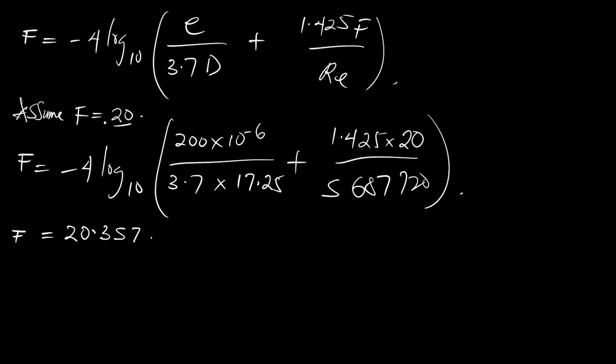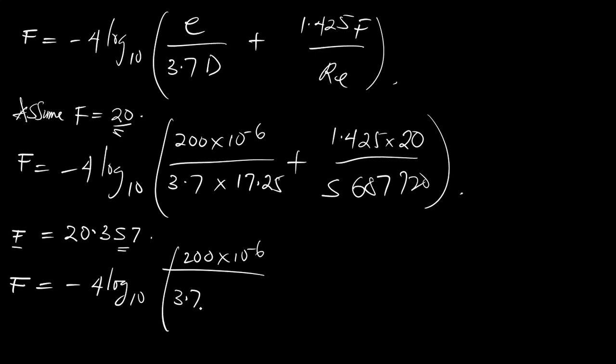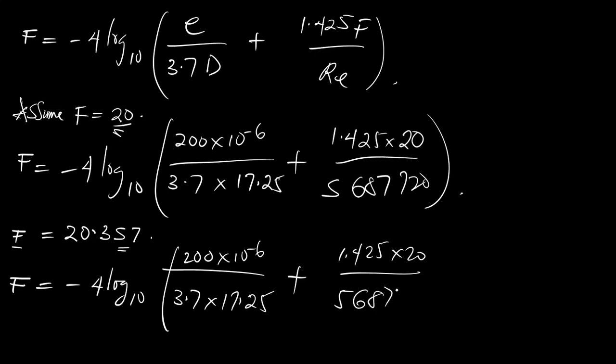The difference between this and this is so much. We have 0.357 as a difference, so we can now assume this as a value of f to recalculate. So now let's calculate f, assuming f is equal to this. So now f will be equal to minus 4 log to base 10, bracket open, 200 times 10 raised to minus 6 divided by 3.7 times 17.25 plus 1.425 times 20 divided by 5,687,720.